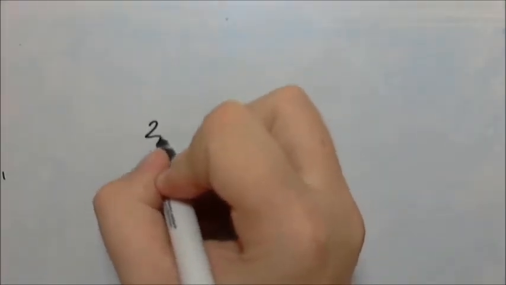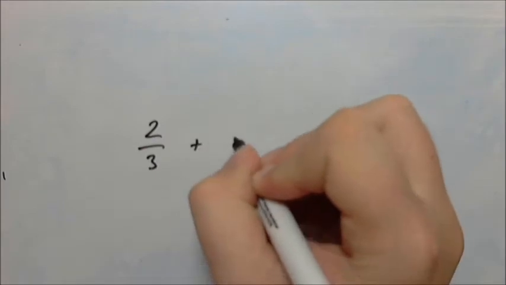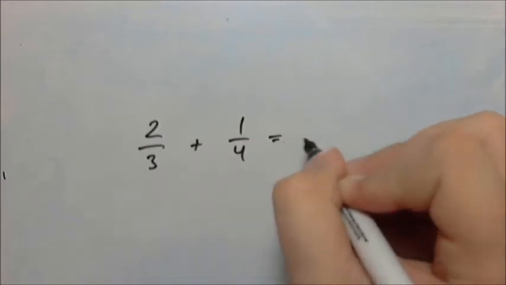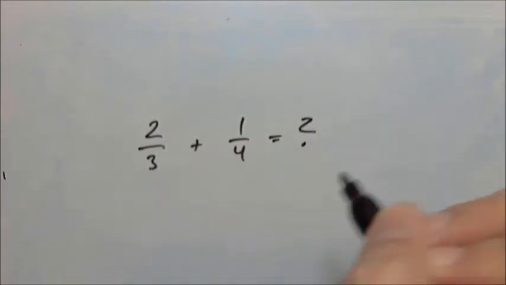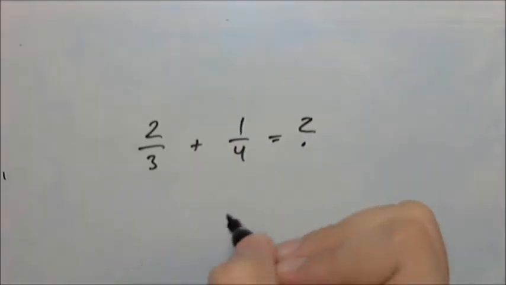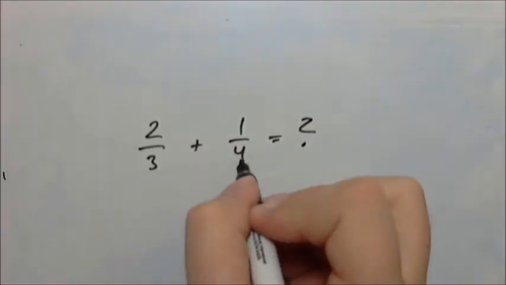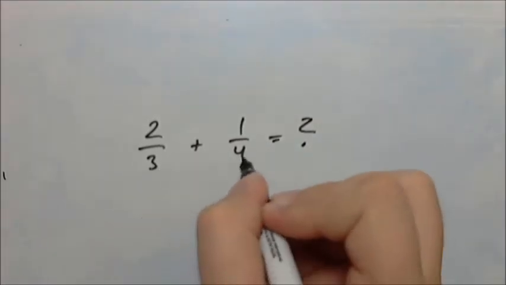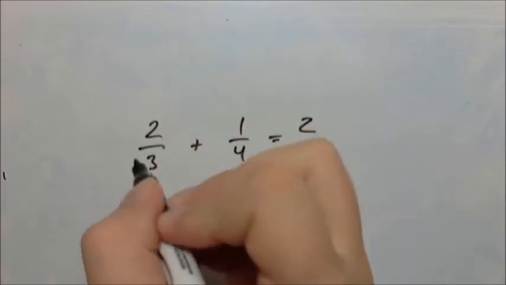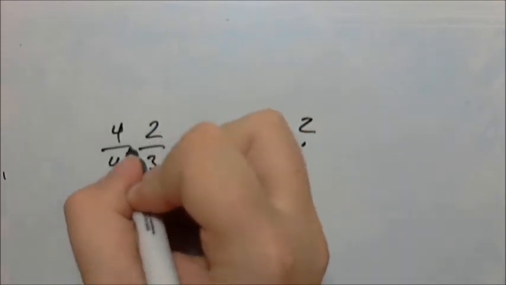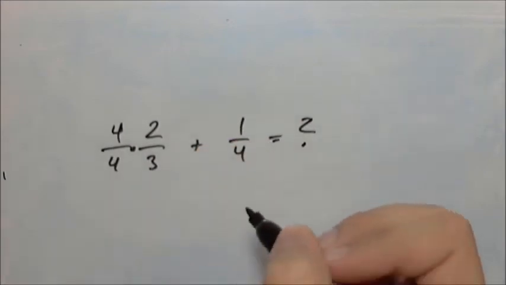Let me show you another example. So now let's say we want to do 2/3 plus 1/4 is equal to some number. Now the way we solve this, if you look at the bottom and say, well, we got 4 here, I don't care what that number is. I'm going to put that over here, and 4 divided by 4 is 1, so we're not changing the value.